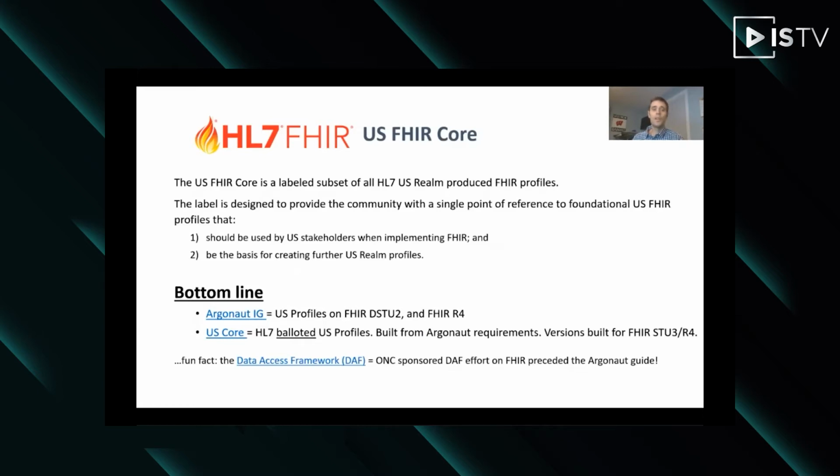Once their work had come to agreement, it was migrated and validated at HL7 through US Core. So you can think of US Core as built from the Argonaut requirements. There was a prior effort to Argonaut called the Data Access Framework, so US Core can almost be thought of as the third iteration, and that had some support from the US government. But ultimately, it was the Argonaut private sector initiative that really got the work to take off.